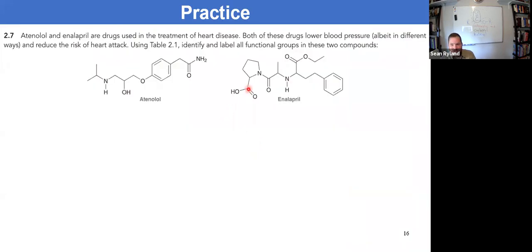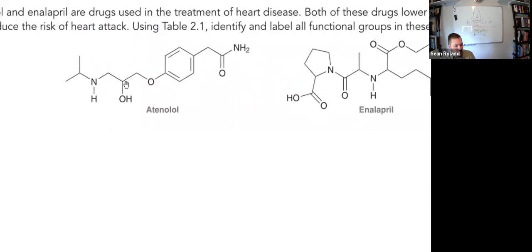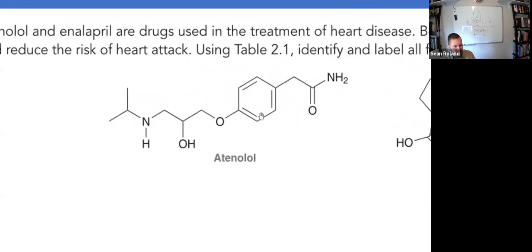One of my favorite ways to ask questions about functional groups when you guys are still just learning them is to basically say, okay, label all the functional groups in this big complicated molecule. So these are both heart medications. And so we can go through and find them.